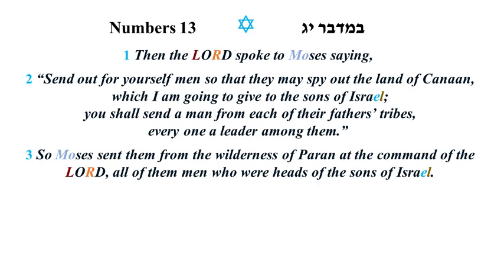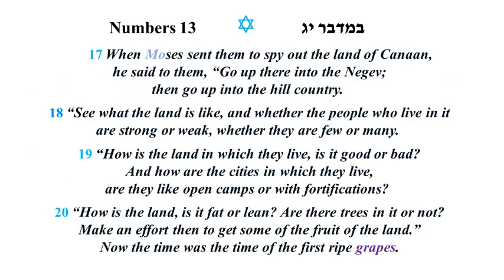You shall send a man from each of the fathers' tribes, every one a leader among them. So Moses sent them from the wilderness of Paran at the command of the Yahweh, all of them men who were heads of the sons of Israel. Jump down to verse 17. When Moses sent them to spy out the land of Canaan, he said to them, go up there into the Negev, then go up into the hill country.